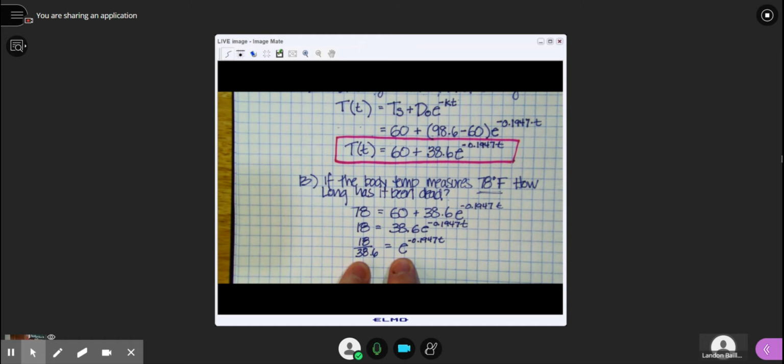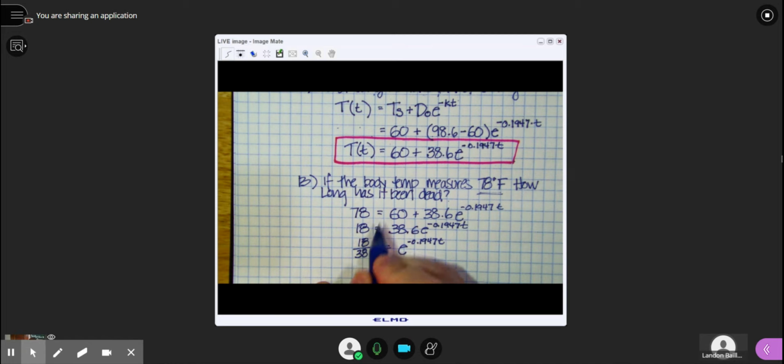Now what am I going to do to both sides? When I take the natural log, I'm going to do two steps at once here. That's going to be ln 18 minus ln of 38.6. And when I take the ln of this side, it's going to cancel with the e, and I'm going to have negative 0.1947t.